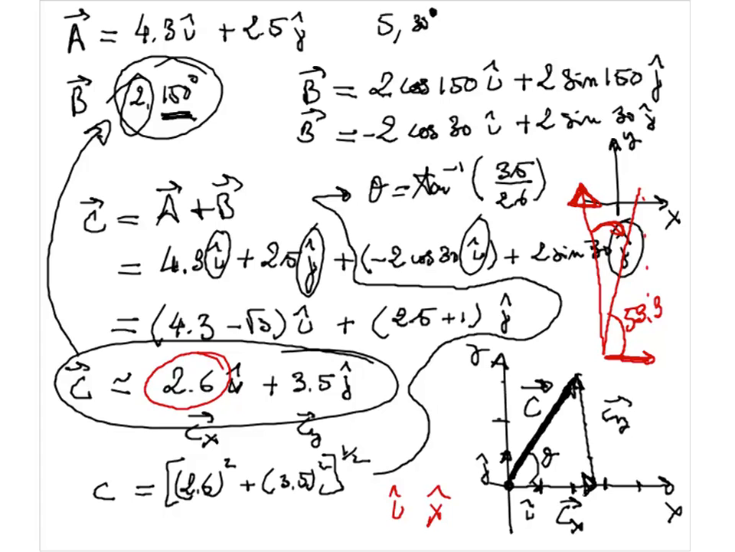Okay. So usually I is associated with X, J is the unit vector in the direction of Y, and K will be the unit vector in the direction of Z. Sure.